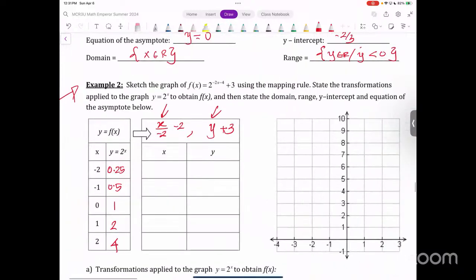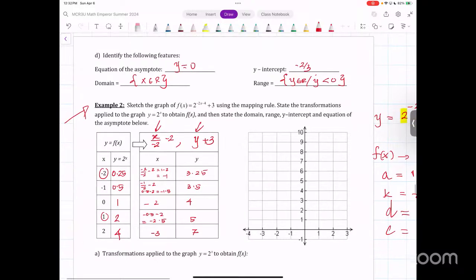Use the x values found here. So this is going to be -2 divided by -2 minus 2, which is going to be 1 minus 2, which is -1. That is 3.25, obviously pretty easy. -1 divided by -2 minus 2 is going to be 0.5 minus 2, negative 1.5. This is 3.5. This is 0, it's easy, -2 is going to be 4. This is 1. 1 divided by -2, minus 0.5 minus 2 is minus 2.5. 2 plus 3 is 5. 4 plus 3 is 7. So let's start from -3, 7.